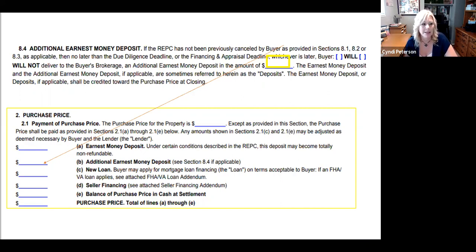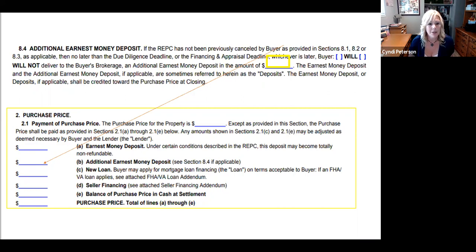Earnest money deposit or deposits shall be credited towards the purchase price at closing. This is not a section that says that the seller gets to keep that extra. The one we just reviewed is the one that talks about them losing that, that they would not get that portion back.